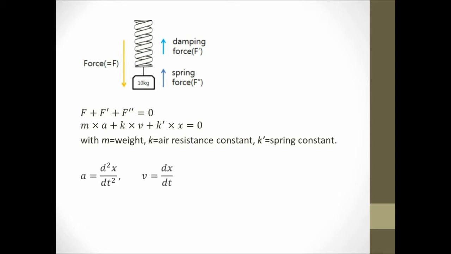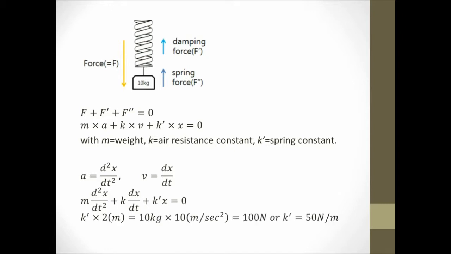Because acceleration is the derivative of velocity, and velocity is the derivative of position with respect to time, the equation can be rewritten in this way. So the equation becomes the following differential equation. Constant k prime can be calculated in this way, even though it is not given in the problem. Now I have this equation.